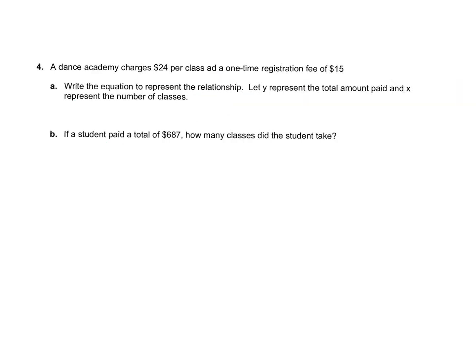All right, question number 4. It says a dance academy charges $24 per class and a one-time registration fee of $15. It says write the equation to represent the relationship. Let y be the total amount paid and x represent the number of classes. So the dance academy charges, this is going to be our total. We don't know what y is, but it charges $24 per class. So $24 per class is going to get our x plus a one-time fee of $15.